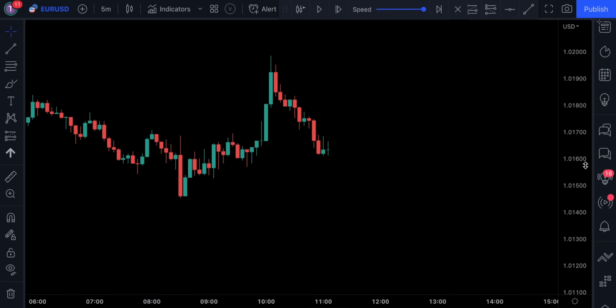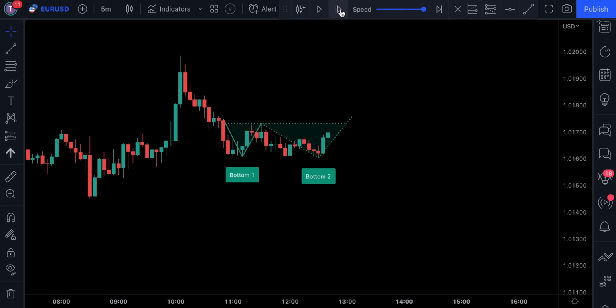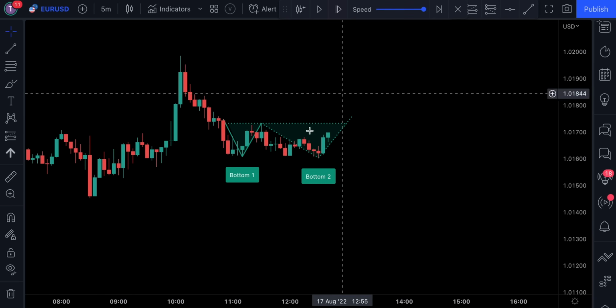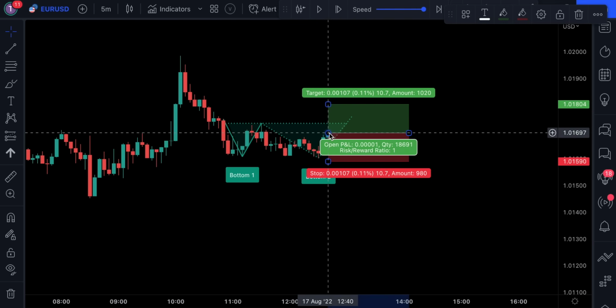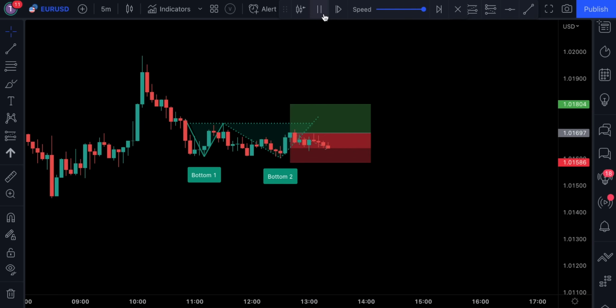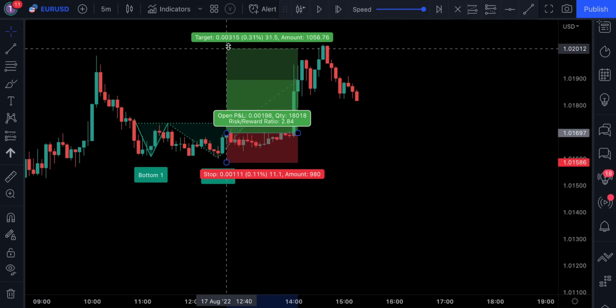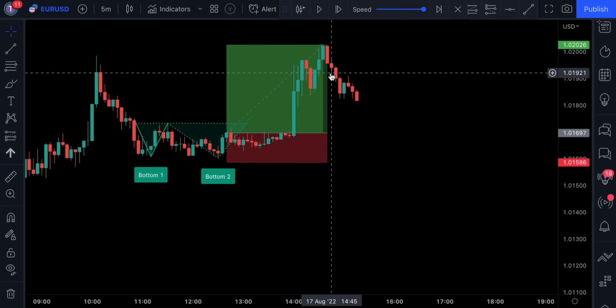Okay, let me give you another example. So here the indicator identified a double bottom pattern. We enter a long position at the close of our trigger candlestick. Our stop loss will be set slightly below the bottom one. As we can see, the indicator predicted the future trend with high accuracy.